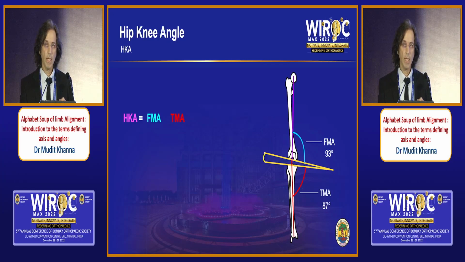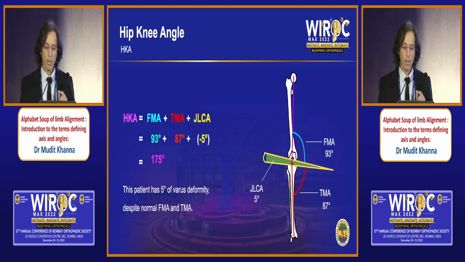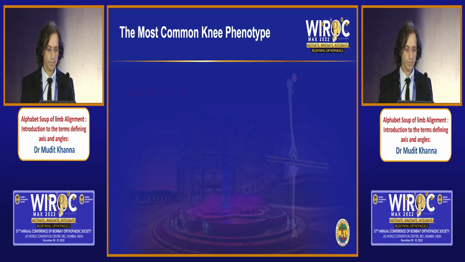So the HKA or the hip-knee angle is the sum of the femoral mechanical angle, the FMA, plus the tibial mechanical angle, and the JLCA, which is the joint line convergence angle, typically if it opens up laterally, takes a negative value. So HKA for this particular phenotype would be 93 plus 87 minus 5. So the HKA is 175, which essentially means the patient has a deformity of 5 degrees of varus.